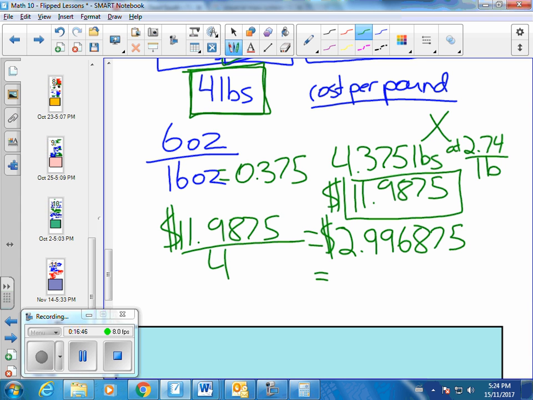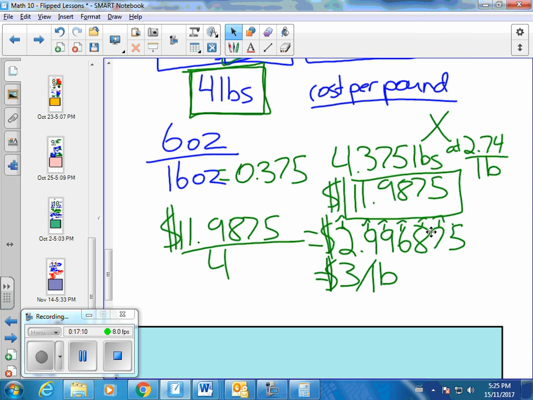And what I get is, looking at this, my 5 is going to round my 7 up to 8, which is going to round my 8 up to 9, which rounds my 6 up to 7, rounds my 9 up to 10, rounds my 9 up to 10, which brings my 2 up to a 3. And since everything else is 0, my final cost is $3 per pound is what she paid for the meat that Valerie ate.